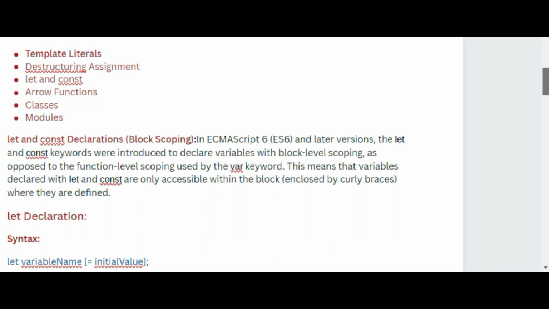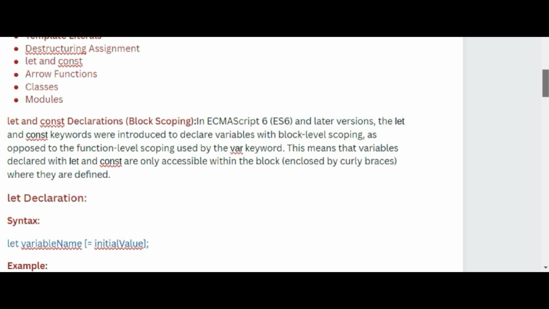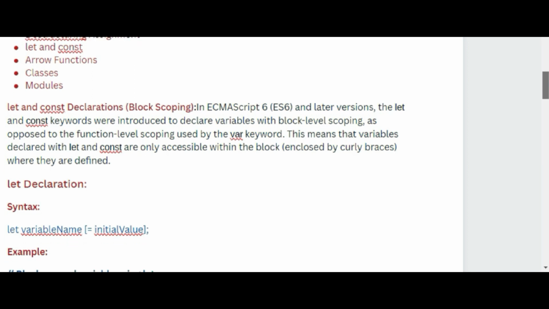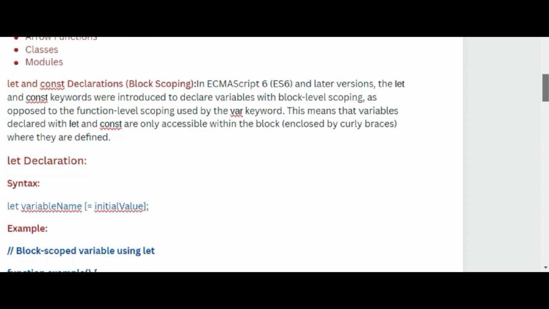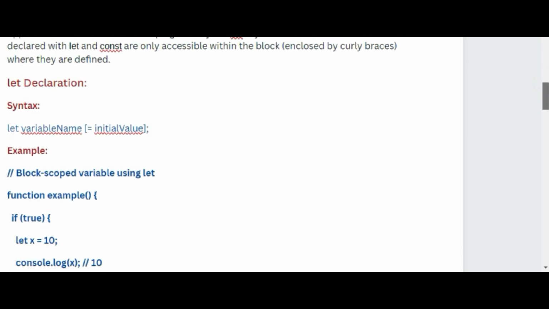In ECMAScript 6 and later versions, the let and const keywords were introduced to declare variables with block level scoping, as opposed to the function level scoping used by the var keyword. This means that variables declared with let and const are only accessible within the block enclosed by curly braces where they are defined. Let declaration syntax: let variableName = initialValue.